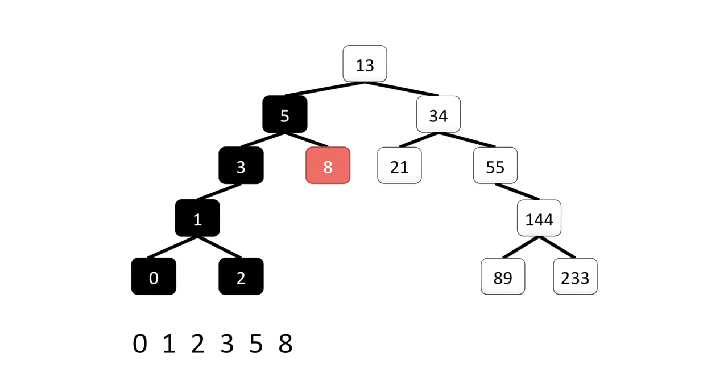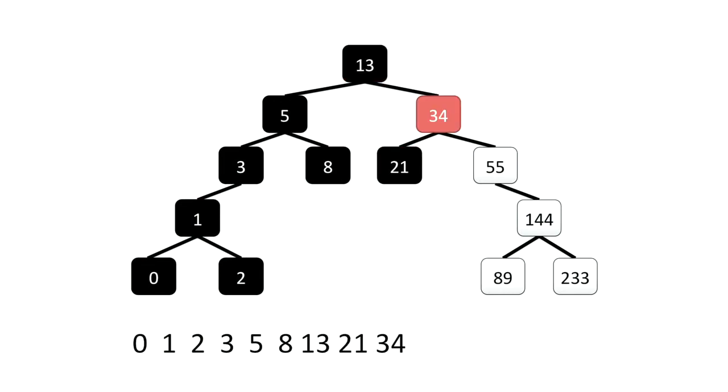Now that we've completed the entire left subtree, we can print out the 13 and start working on the right subtree. We hop down to 34, but before printing 34, we have to print out its left subtree. So we print out 21. Then we get to print out 34 and visit its right subtree.